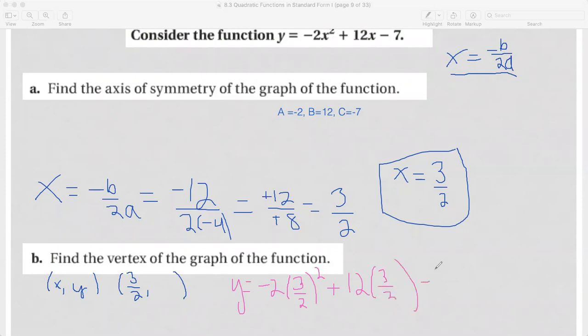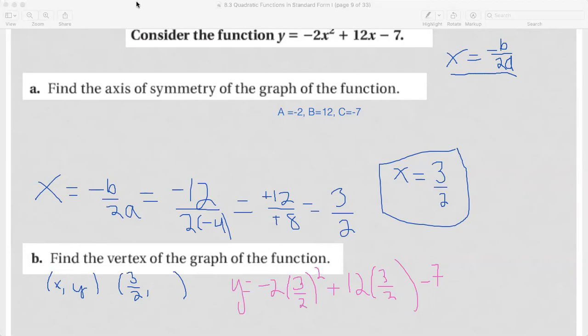Minus 7. Okay, guys, so if you hate 3/2, if you hate fractions, you can always turn it into a decimal, especially in this case, 3/2 is 1.5. That's a friendly decimal, so I always just suggest you do something that you're comfortable with so that you get the answer right. I don't want you to quit just because you see a fraction.